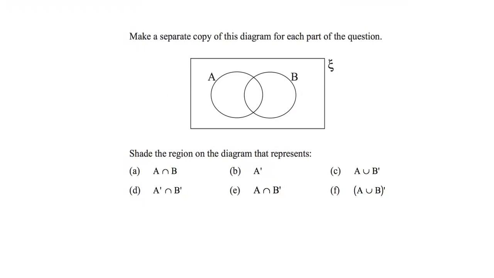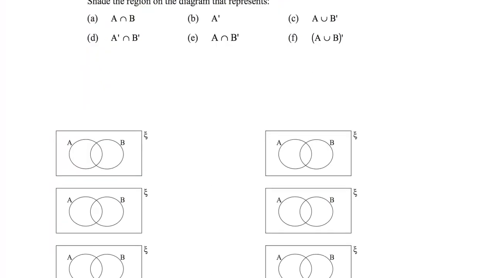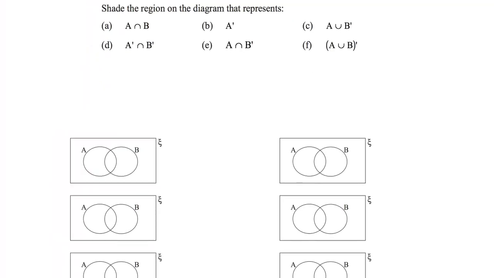So we have to think about shading in different regions for each of the 6 scenarios there. So A intersect B. Well, we've done this one already. It's the things in A and in B. So there it is, A intersect B.